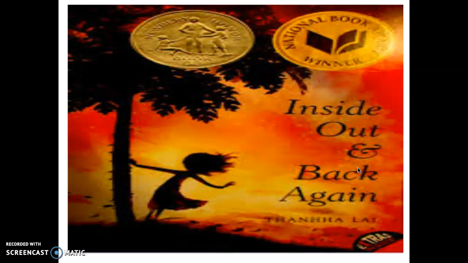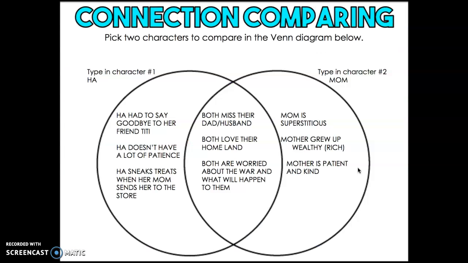Okay, so like I said, we're using Inside Out and Back Again to give you a really good example of what a completed assignment would look like if you are the connection comparing person. Okay, so just give me a second to get there. So your slide will look like this, and it says connection comparing. Pick two characters to compare in the Venn diagram below. So the first thing that you're going to do is type in your character one's name, which is Ha from Inside Out and Back Again, and then character two would be her mom. Okay, you would just click in those boxes and type their names in.